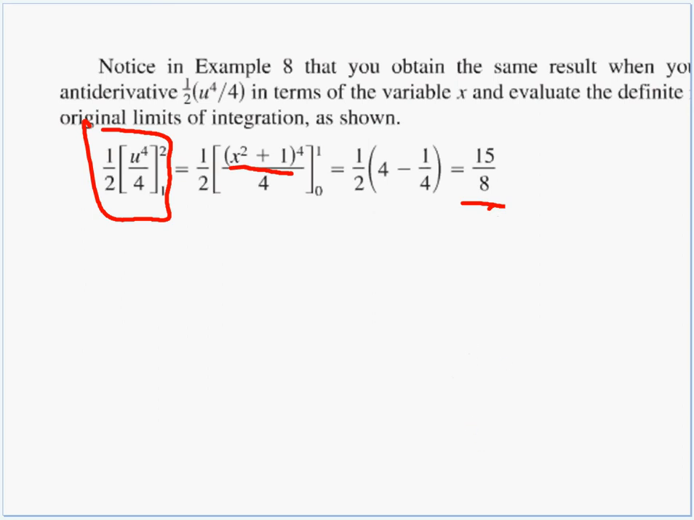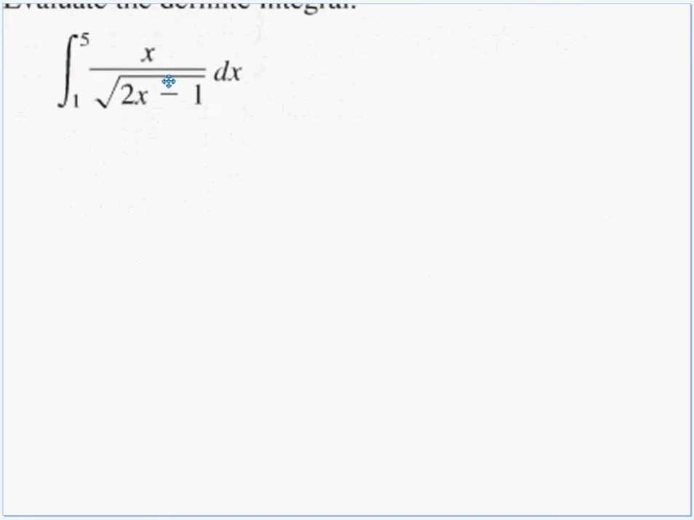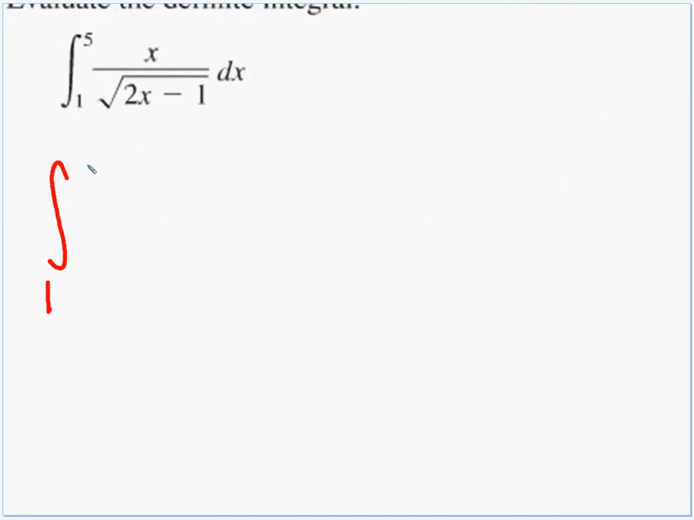Example 9. We've got another definite integral here. Let's see what happens with this one. I'm going to move this up here, and naturally I'm going to bring that radical from the denominator up, and I'm going to make it a negative half power. So the denominator comes up, 2x minus 1. Now it is to the negative a half, and I'm going to put my dx on there.